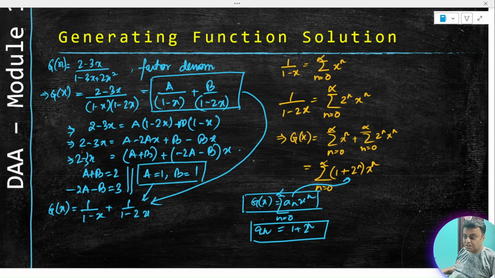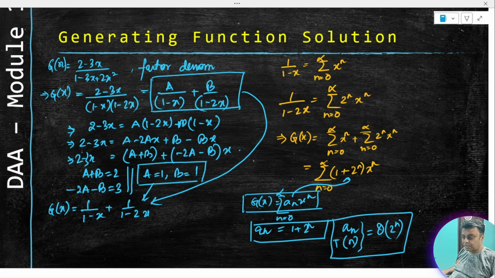But this is not your time complexity. My time complexity is a_n, or you can write this as T_n, which is theta of 2 to the power of n, because that is your dominant term. So this is my time complexity of the recurrence relation that was supplied to me. I found this out through the generating function method. So this is how you find it.